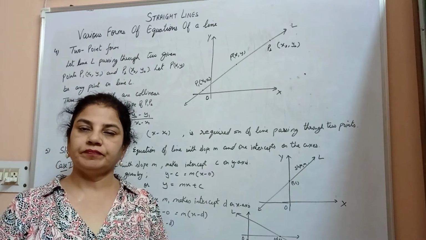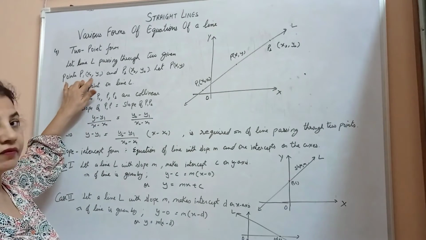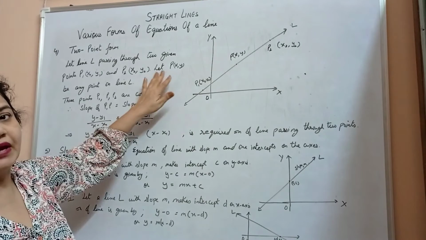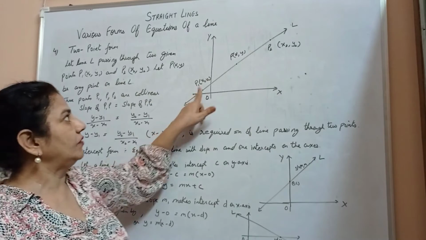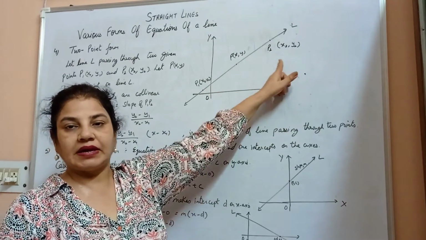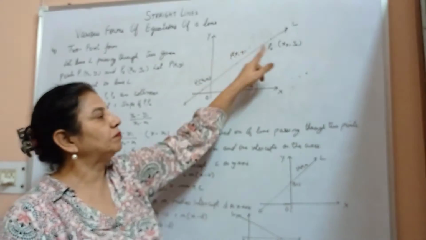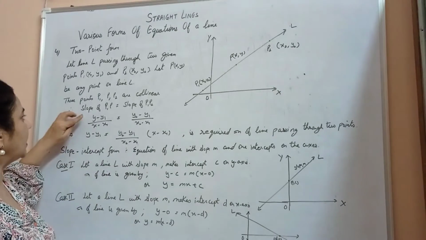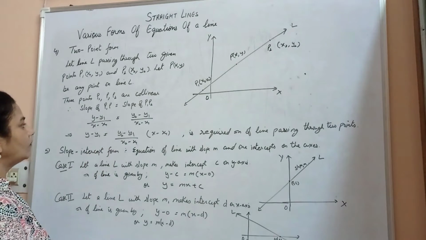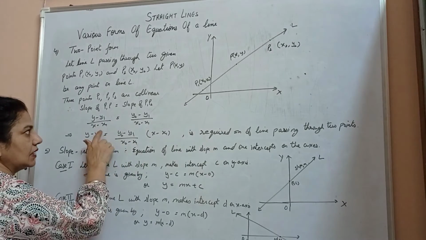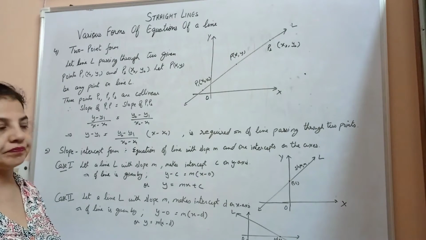Equation of a line in two-point form. Let L be a line passing through the two given points P1(x1, y1) and P2(x2, y2). Let P be any point on the given line. Then these three points P1, P and P2 all lie on the same line. They are collinear. Therefore, the slope of P1P and the slope of P1P2 are equal. So we have y minus y1 upon x minus x1 is equal to y2 minus y1 upon x2 minus x1. Thus we get y minus y1 is equal to (y2 minus y1) upon (x2 minus x1) times (x minus x1), which is the required equation of a line passing through two points.